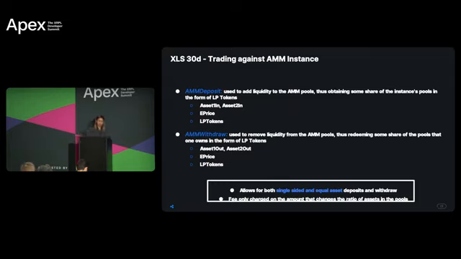Similarly, AMM withdraw is used to remove liquidity from the AMM pools, thus redeeming some share of the pools that one owns in the form of LP tokens, and similarly, you can specify different fields based on how you want to execute the trade. Now, since we allow for both single-sided and equal asset deposits and withdrawals, we know that the trading fee is charged only on the amount of currency that actually changes the ratio of tokens in the pool. A single-sided deposit basically is a combination of an equal asset deposit and a swap. So we take care that the fee is only charged on the amount that changes the ratio of assets in the pool.